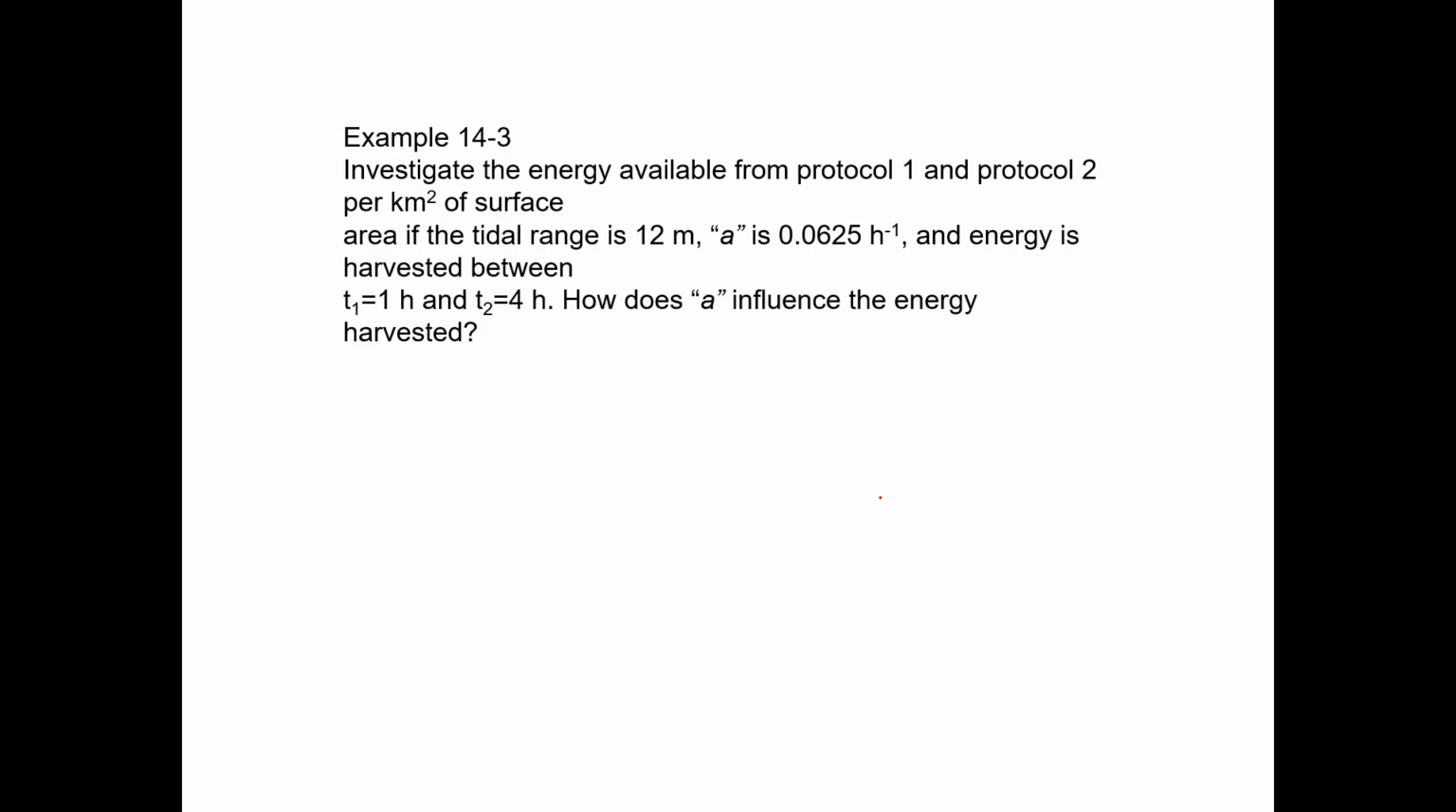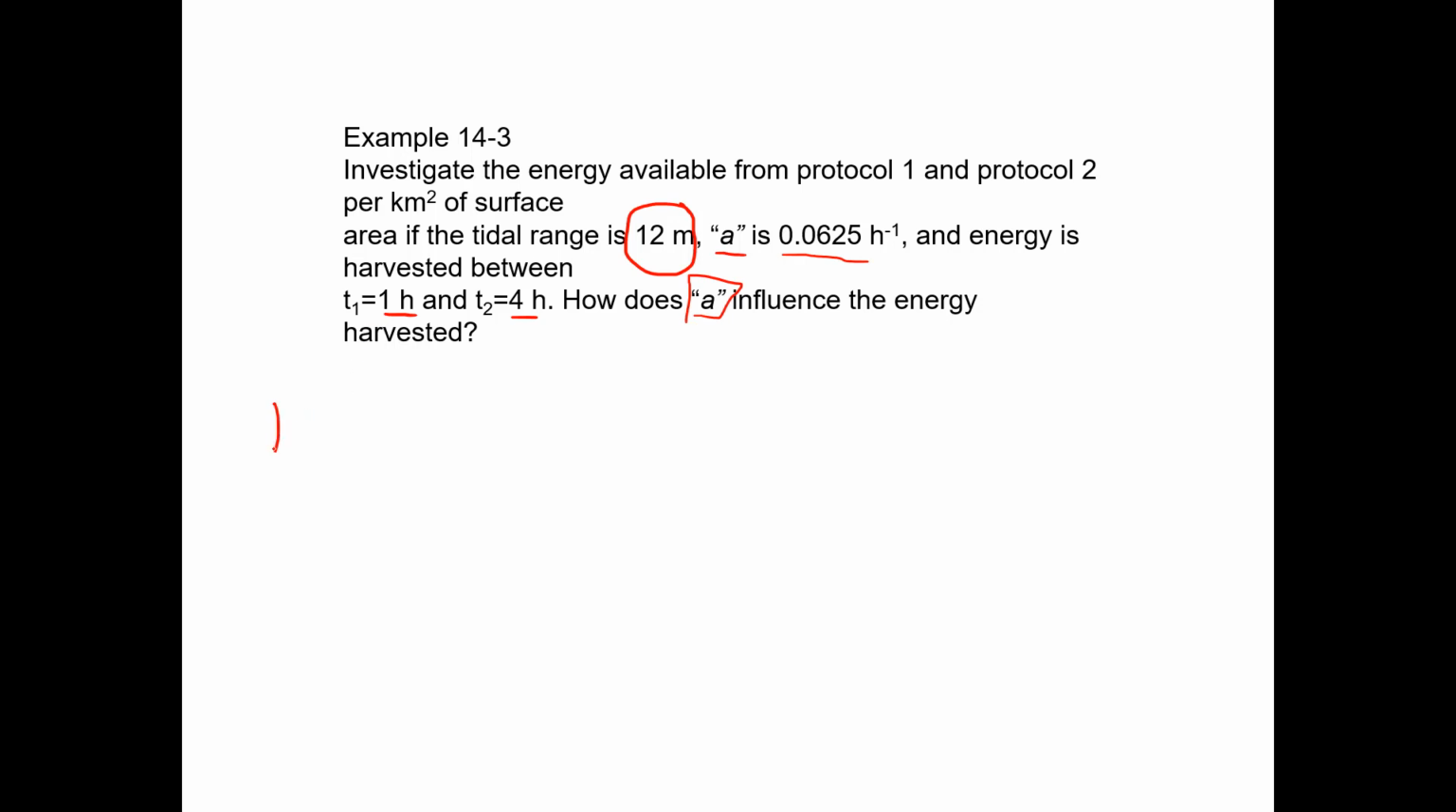So, a quick problem, just to look at this as an example. We have here example 14.3 from your book, and it states: investigate the energy available from protocol 1 and protocol 2 per square kilometer of surface area if the tidal range is 12 meters and A is 0.0625 per hour, and the energy is harvested between a time of 1 hour and 4 hours. And how does A influence the energy harvested?